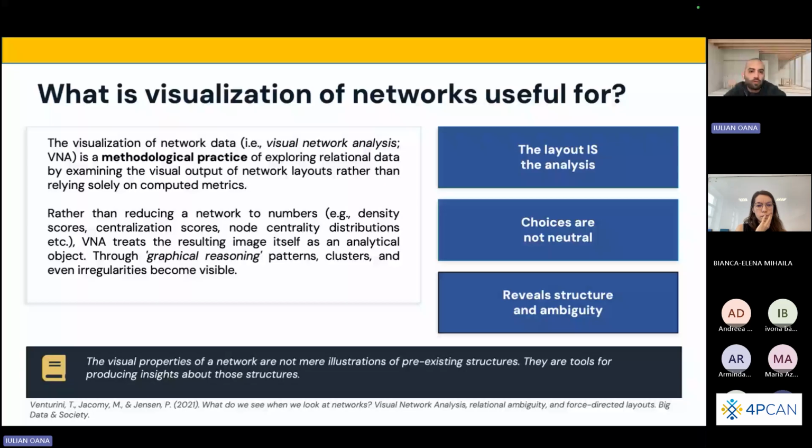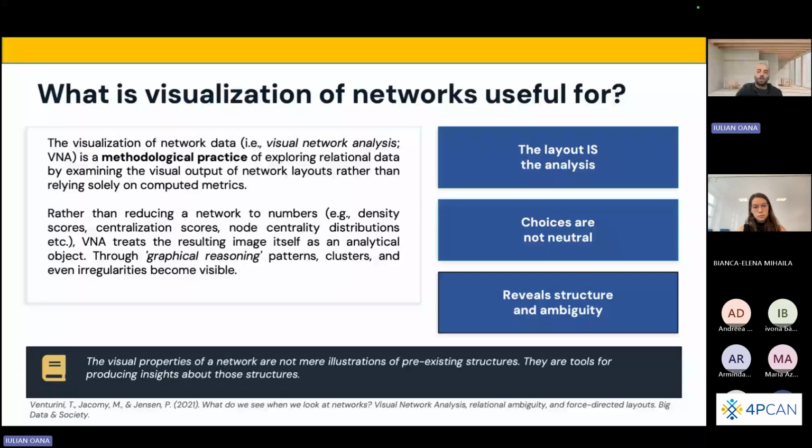And we have this, we can call it a domain or methodological practice of visual network analysis, right? Which is exploring the relational data and exploring the output of the relational data by looking at layouts rather than just computed metrics.